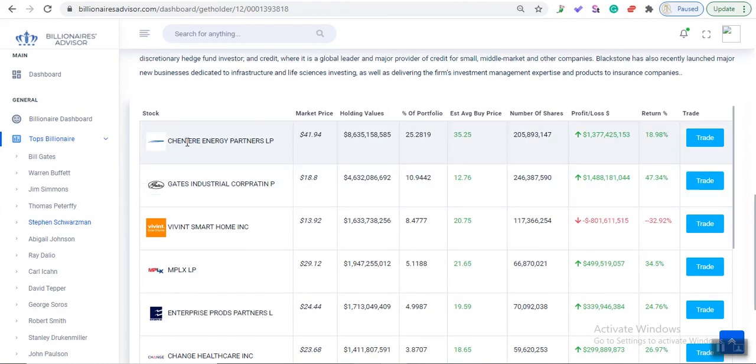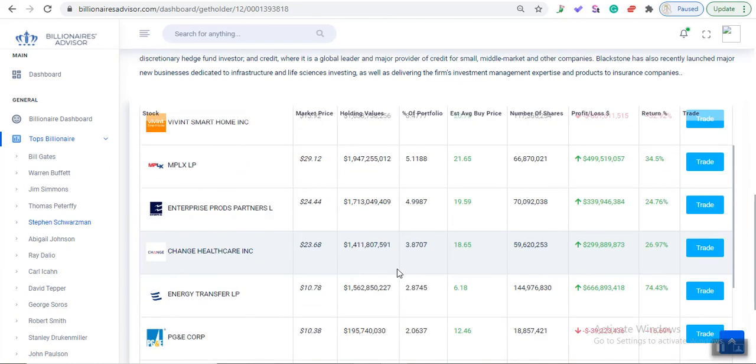So he has energy stocks, of course. You could see that he bought this at $35, it's at $41; this at $12, it's at $18; this at $20, it's at $13; this at $21, it's at $29. So he doesn't have the name brand or household stocks, but of course energy companies at really discounted prices.